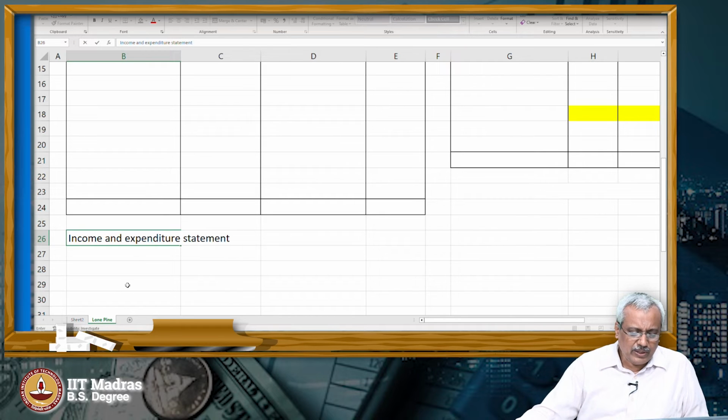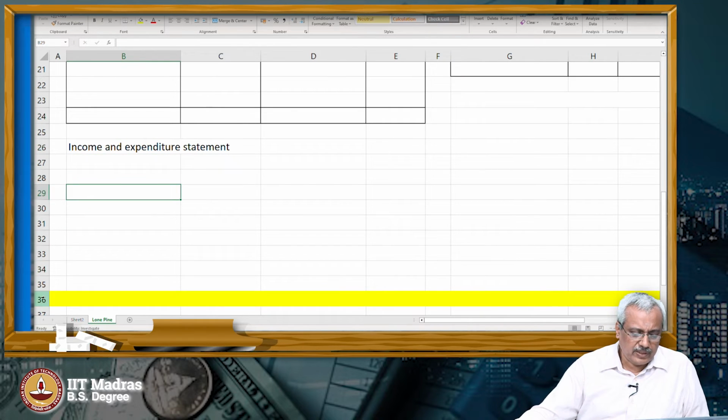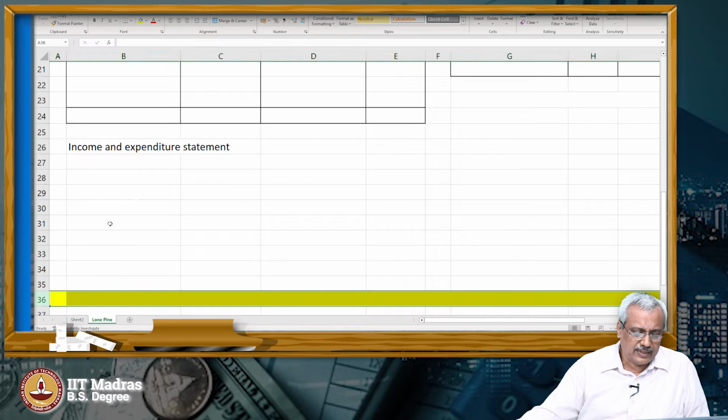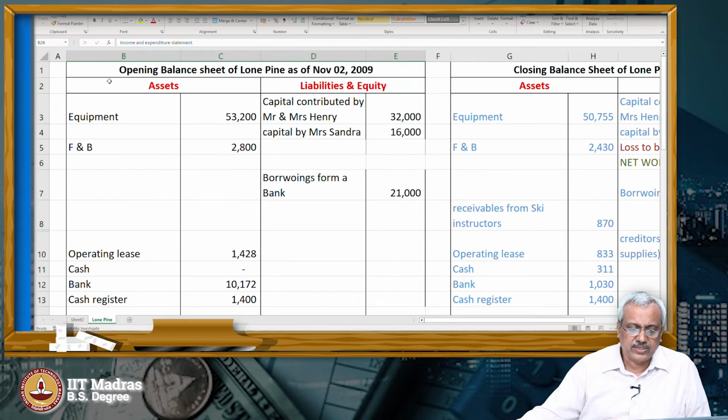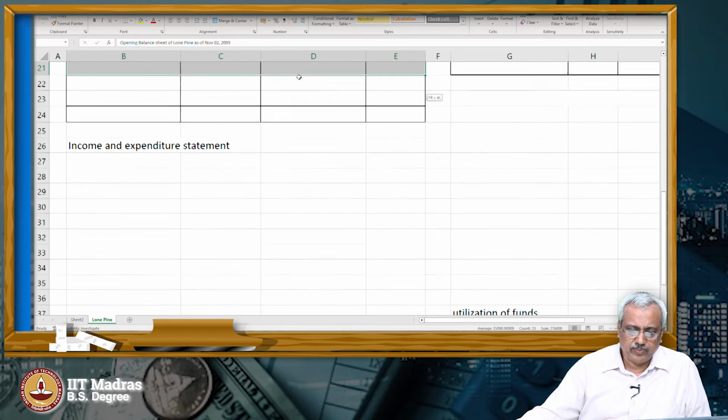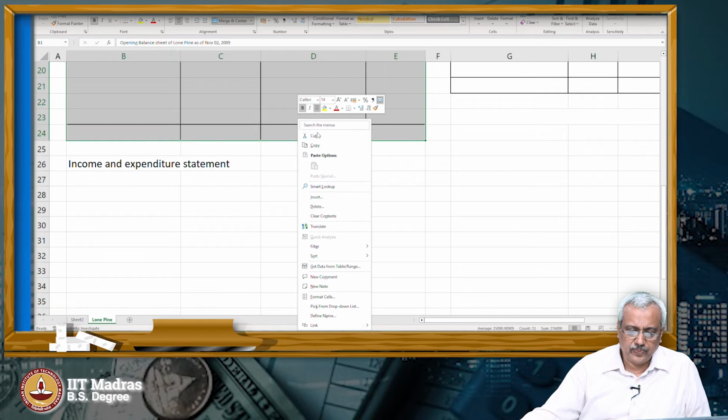We are looking at the income and expenditure statement. Let me look at the income and expenditure statement out there. I am just going to prepare the income and expenditure statement in this particular case. I am just going to cut and paste this so that it is easier for us.